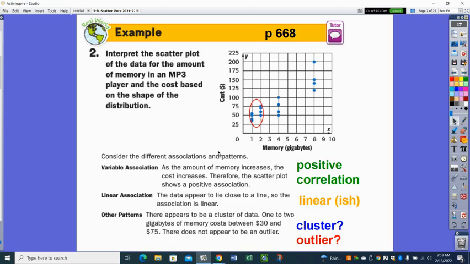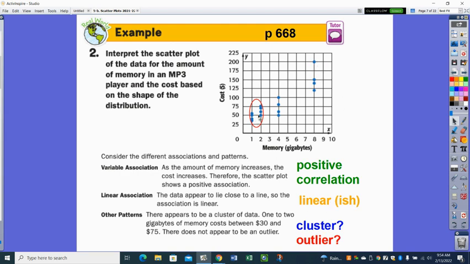That's the first one, or none. And if it's none, you're done. But here, as the memory is getting bigger, the cost is going up. So it's a positive correlation. The next thing, it does seem to be linear, although this piece right here seems to be tugging up. But right now, for the most part, it is linear. You just see me putting "ish" because I'm kind of wondering what's going to happen down the road here.